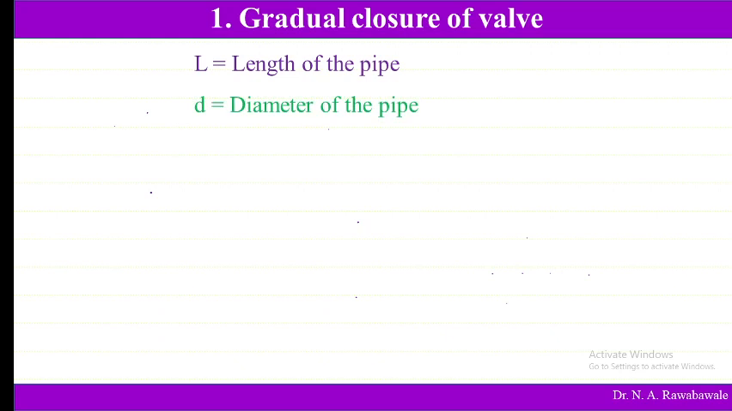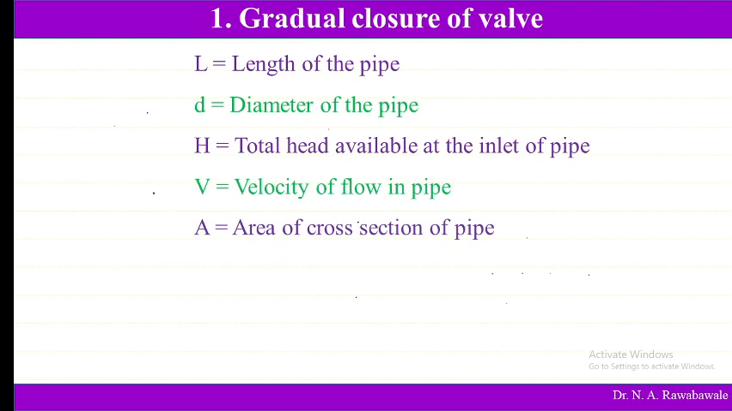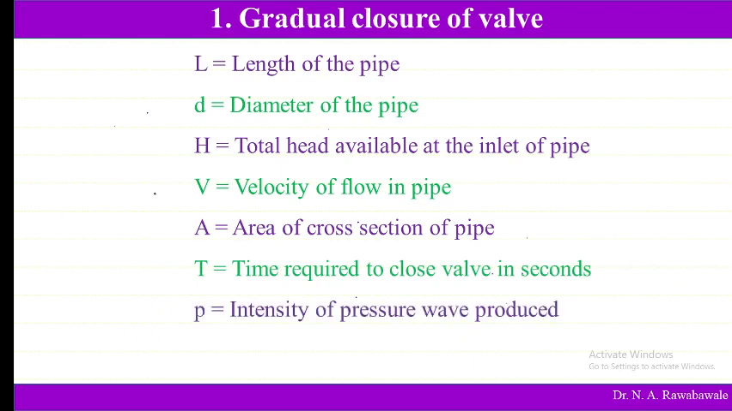A valve is provided at the end of this pipe, and the pipe has area A and length L. So let L be the length of the pipe and D be the diameter of the pipe. H is the head of water available at the inlet of the pipe, that is in the tank, and V is the velocity of flow in the pipe, and A is the cross-sectional area of the pipe, whereas P is the pressure intensity and T is the time required for the valve to close in seconds. So P is the intensity of the wave produced.